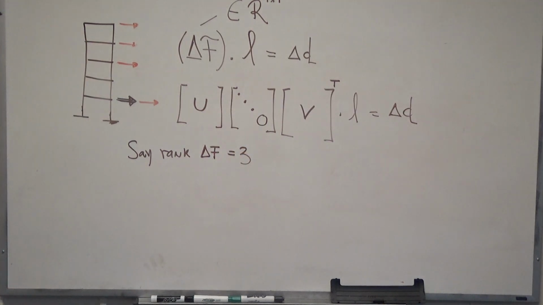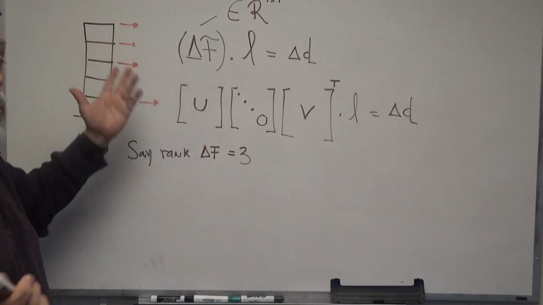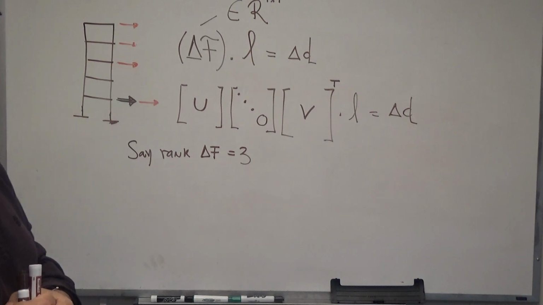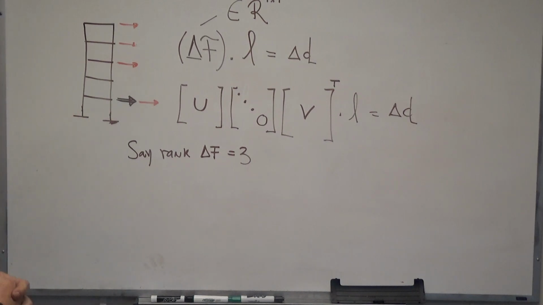Okay? I mean, it could be 2, it could be 1. Now, could it be 0? Yeah, it could be 0. But if the rank of delta F is 0, that means that delta F itself was 0. That means there was no damage, because the flexibility before and after were the same matrix. So the rank of delta F is either 1, 2, 3, or 4 in this particular case, right?